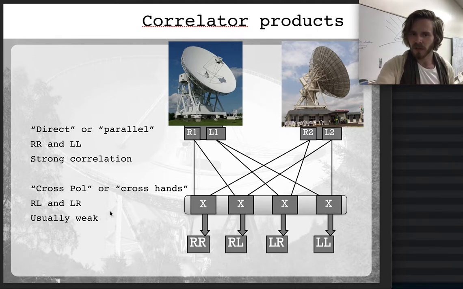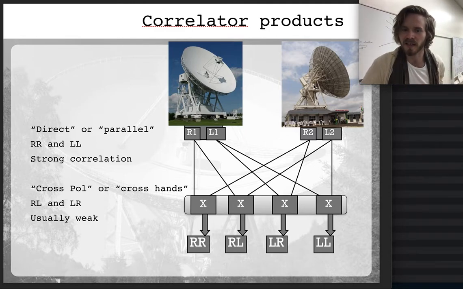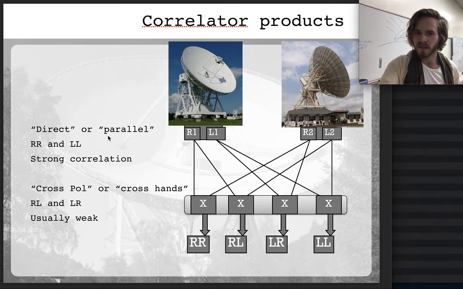I just want to mention that the RR and the LL, we call these direct or parallel correlations. And they will typically be very strong because the signal coming from the object should look pretty similar for both telescopes. Otherwise, they're not looking at the same object. So the direct or parallel correlations should be quite strong.